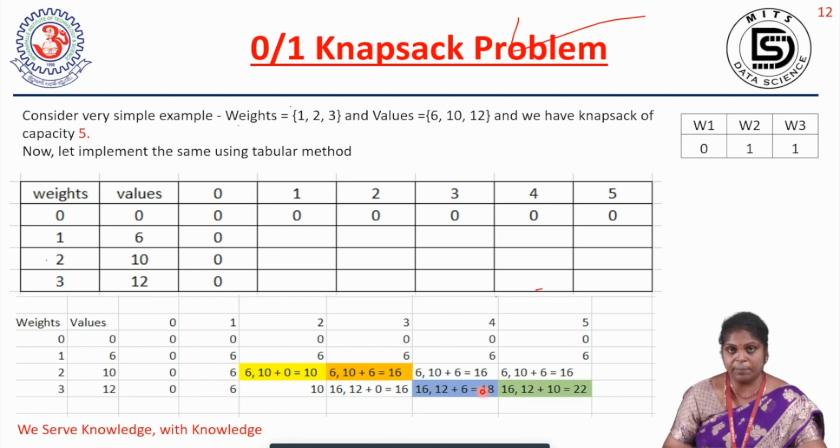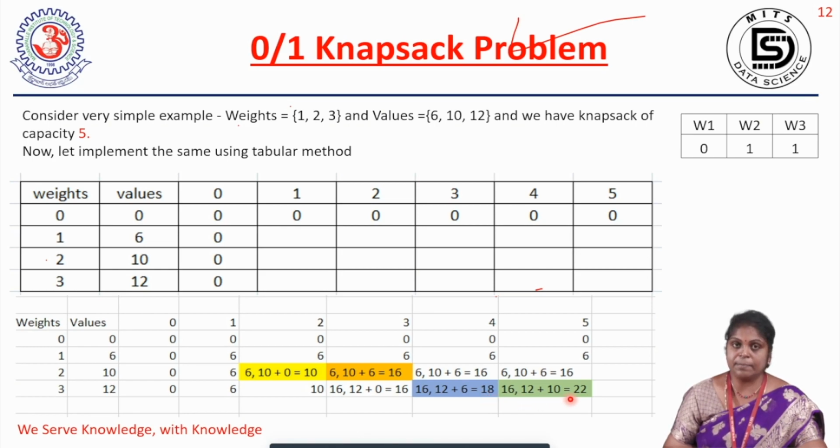Among the 5 combinations, item 1 and item 3 is giving more profit. So here item 1's profit is 6, item 3's profit is 12. So 6 plus 12, 18. So this bag is filled with the 18.